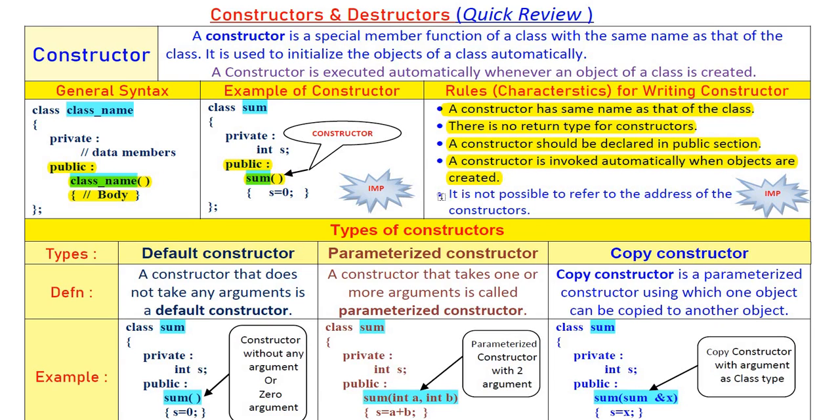Then the last point, it is not possible to refer to the address of a constructor. In every normal function, the functions have some memory address, but constructors do not have addresses. So we cannot refer to the address of constructors. So this is about the rules for writing constructor function.